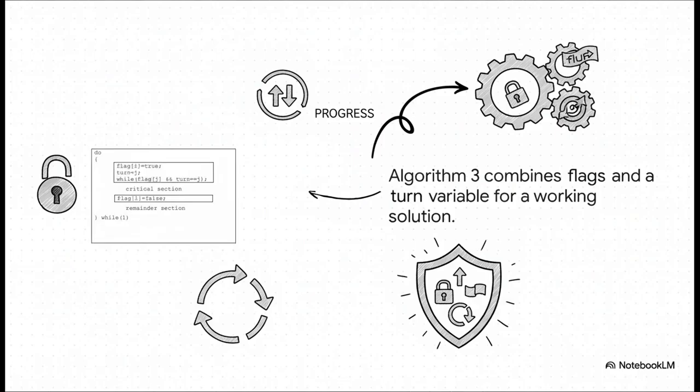So, what's the fix? Well, it turns out you have to combine both ideas. Processes still raise their flags to show they want in, but they also use that turn variable from our first attempt. That turn acts as the tiebreaker if they both raise their flags at the same time. And this simple combination, it finally works. It satisfies all three rules, but only for two processes.